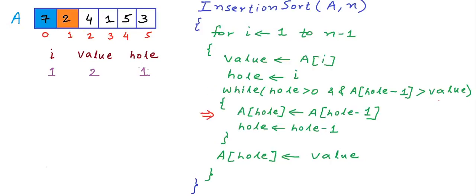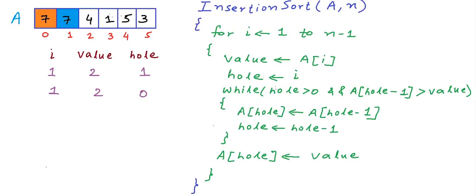I'll mark the hole with this color orange, and now we come here. We'll say that the element at index hole should be the element at index hole minus 1. So 7 will now be written at index 1, and our imaginary hole will shift to index 0.